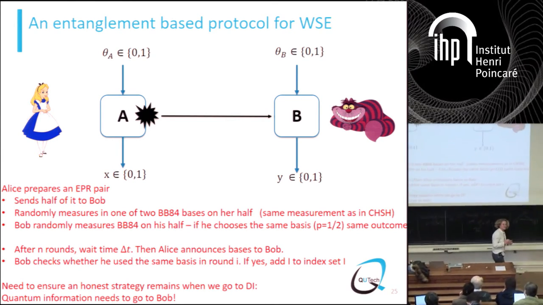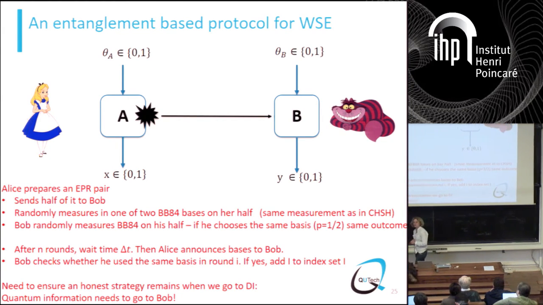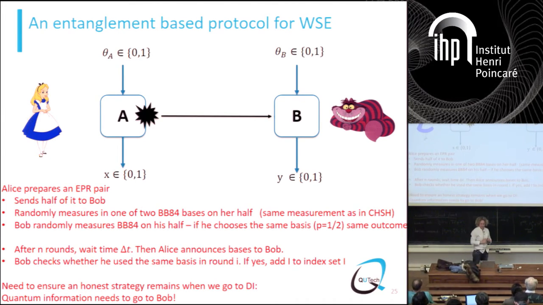Like I said, for the non-quantum experts, maybe it's a bit difficult. But given what I've said before, let me explain why this works. Alice prepares an EPR pair of two qubits, and she sends one of these qubits to Bob. Now, Alice randomly measures in one of two so-called BB84 bases. These are the same bases used in quantum key distribution. If you think about polarization, it's either this direction or that direction. And Bob also randomly measures in a basis. So they both choose random bases and they measure.